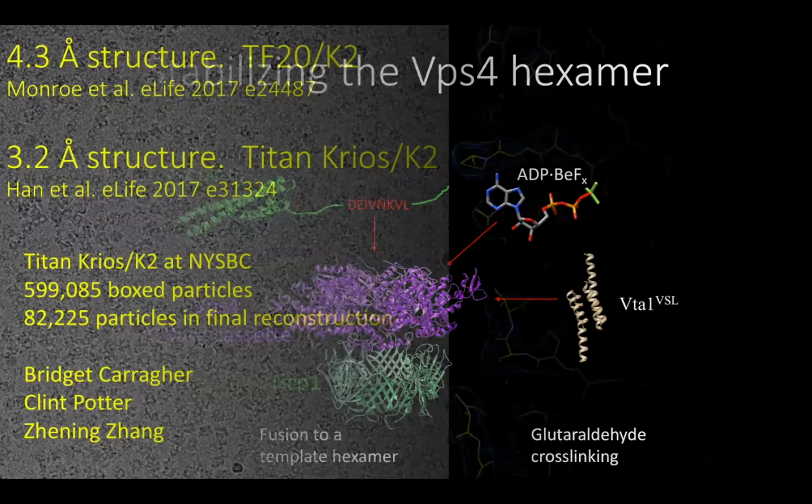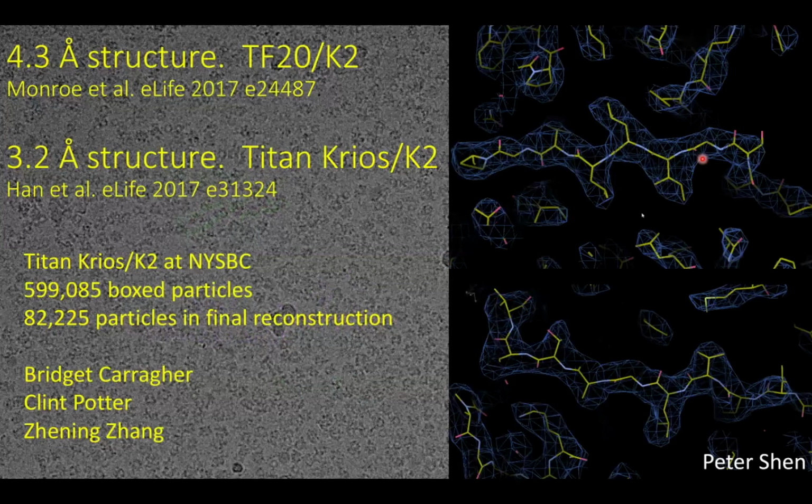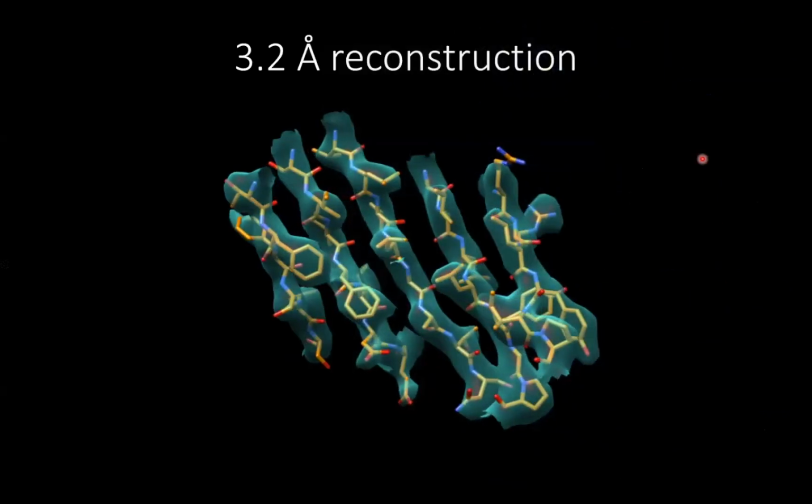So the structure was determined initially at 4.3 angstrom resolution, and I won't say much about that, and then subsequently at 3.2 angstrom resolution using the Titan Krios and a K2 detector at the New York Structural Biology Center. And I want to thank Bridget and Clint and Zenning for their assistance with that. You can see the map representative, i.e. best parts of the map shown on the right-hand side, and you can decide whether this is a good map or not. We'll take a look at the map a little more completely.